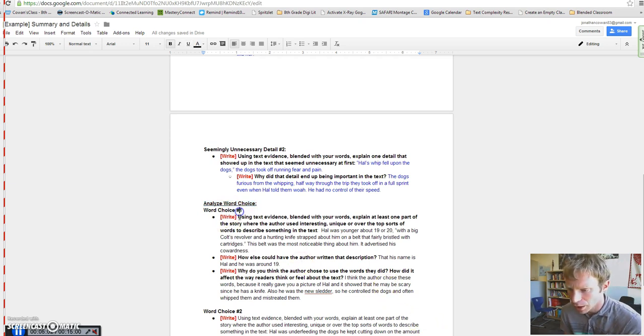So word choice number 1 says, using text evidence blended with your words, explain at least one part of the story where the author used interesting, unique, or over-the-top sorts of words to describe something in the text. And here's what they wrote.